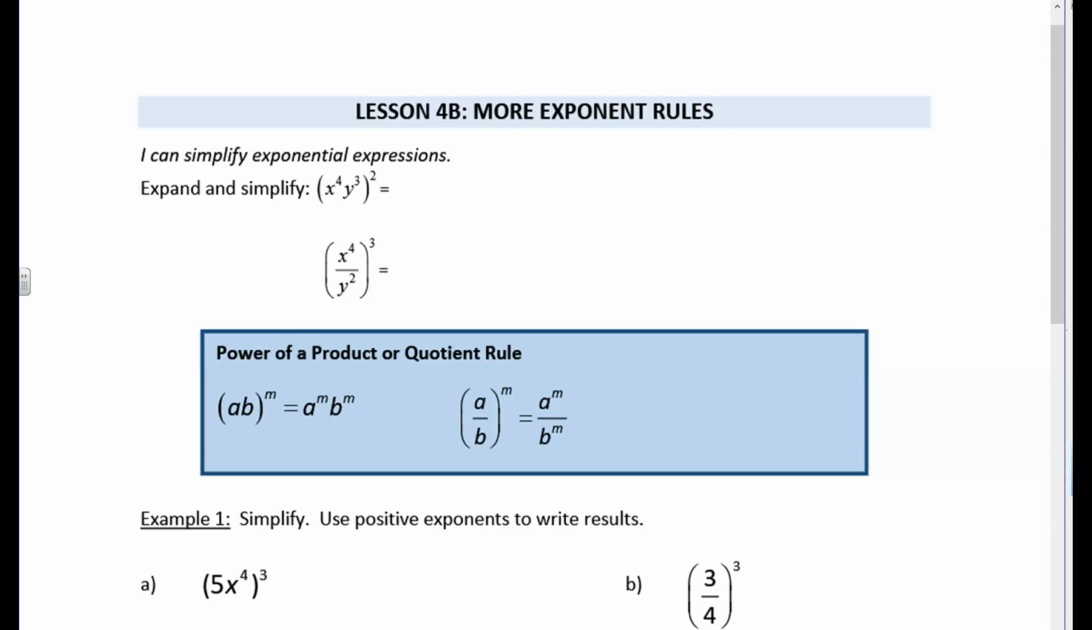Hello and welcome to lesson 4B, more exponent rules. In this lesson, we're going to look at harder exponent problems, basically.